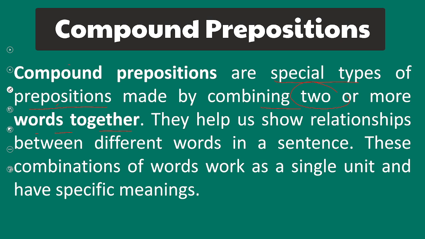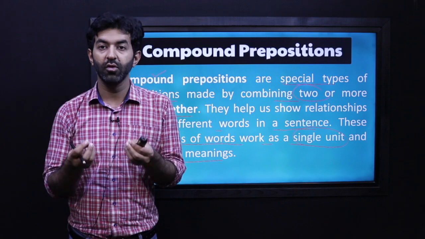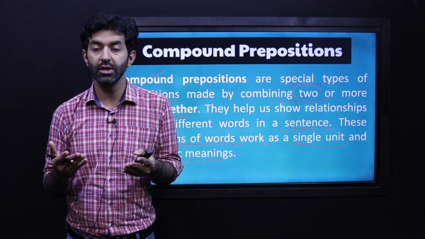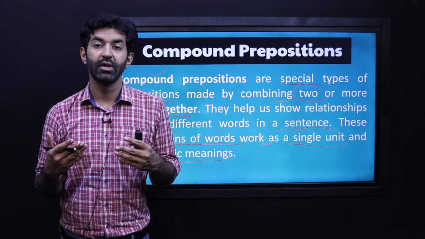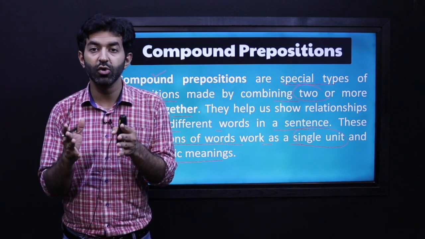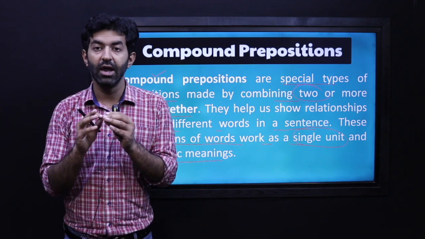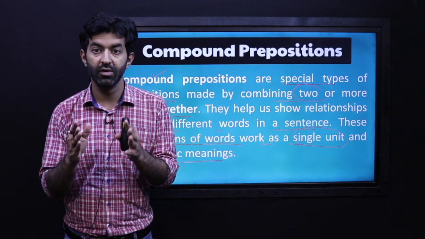So we have compound prepositions with two-word prepositions and complex prepositions with three-word prepositions. They help us show relationships between different words in a sentence. These combinations of words work as a single unit and have specific meanings. So even if a compound preposition is made of two prepositions or three prepositions, they are still working together as one unit and they will have a specific meaning. We will talk about it now.